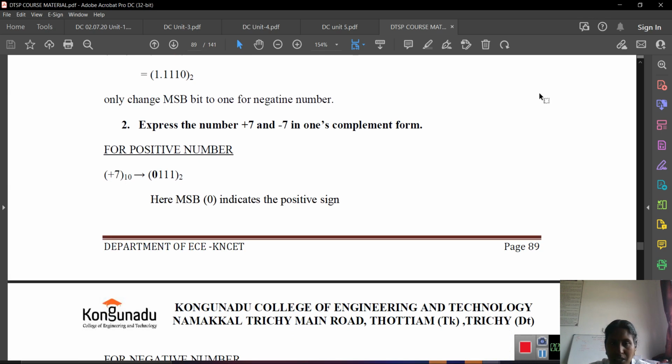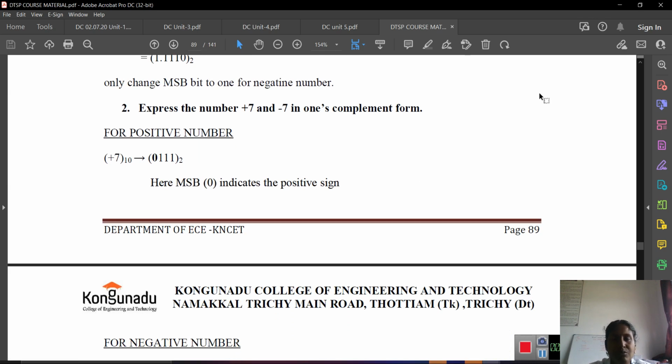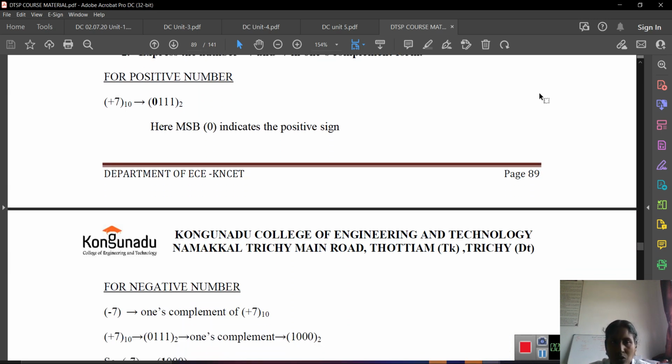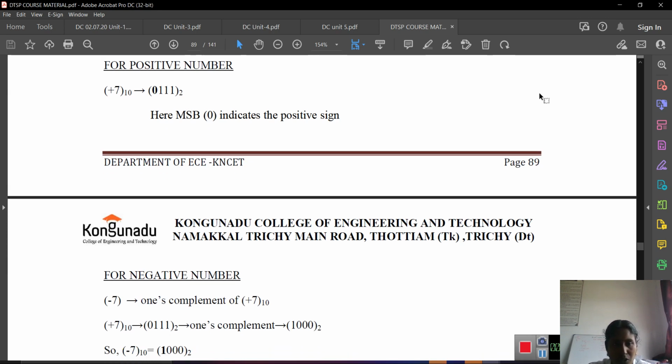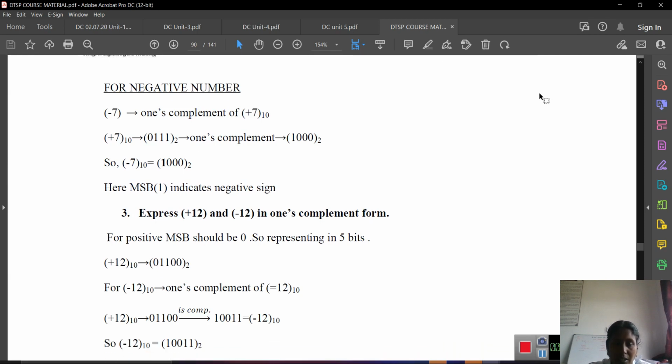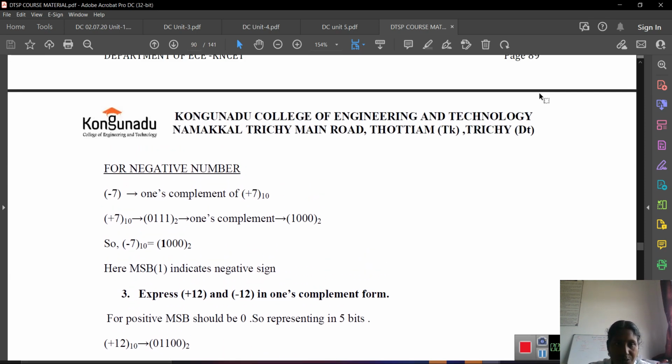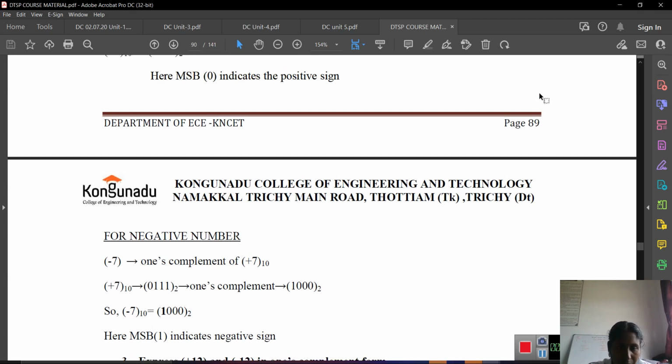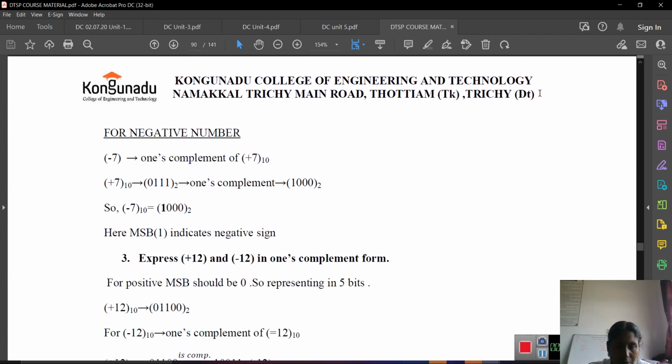Likewise, we express the numbers plus 7 and minus 7 in 1's complement form. So, plus 7 is 0111, here the MSB must be 0 to indicate the positive sign. For the negative sign, minus 7 is 1000. That is the difference: the available 0111 for the positive number becomes 1000 for the negative number.